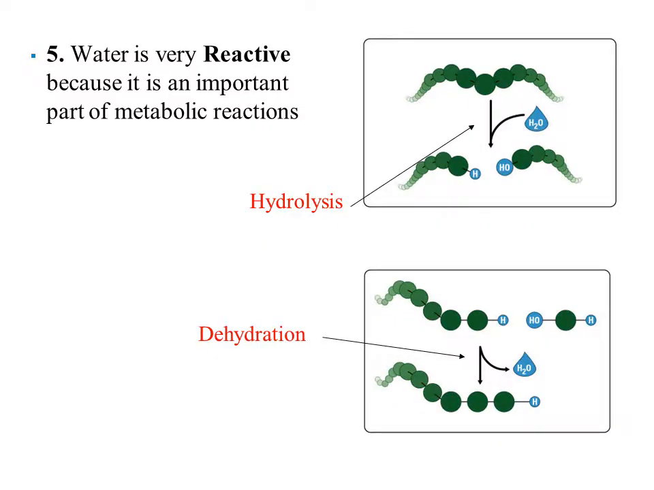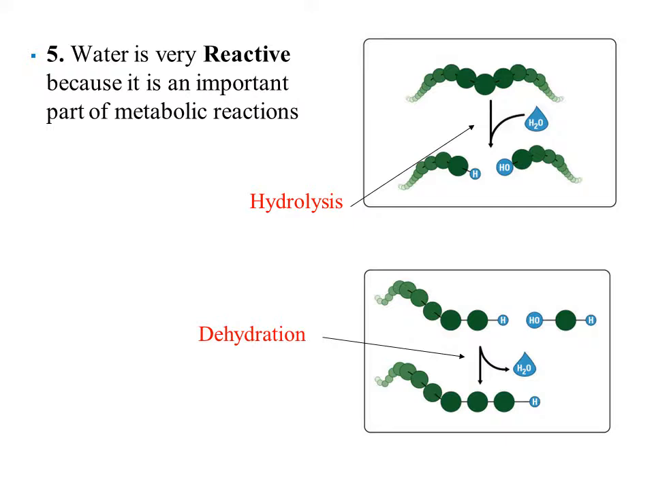The fifth property of water is its reactivity. Water is very reactive because it is an important part of metabolism. In the top image to the right, we're looking at a sugar. Let's say it is a polysaccharide. Water is needed for the enzyme to break the polysaccharide into the individual glucose monomers. So water is reactive in the metabolism in humans and animals.